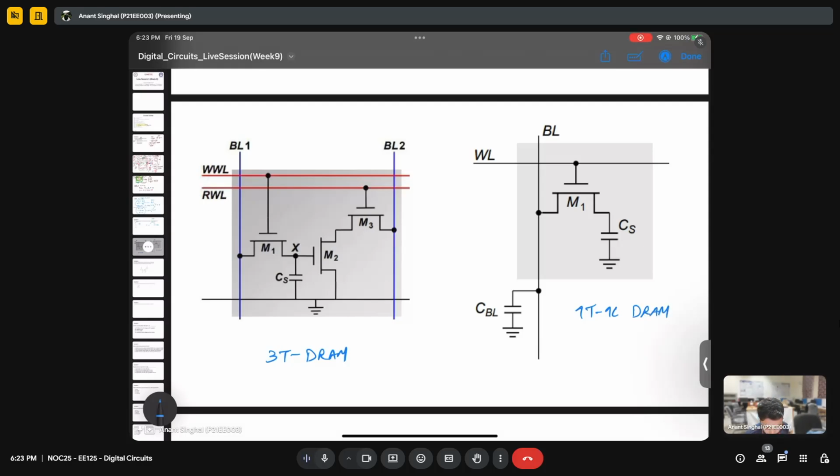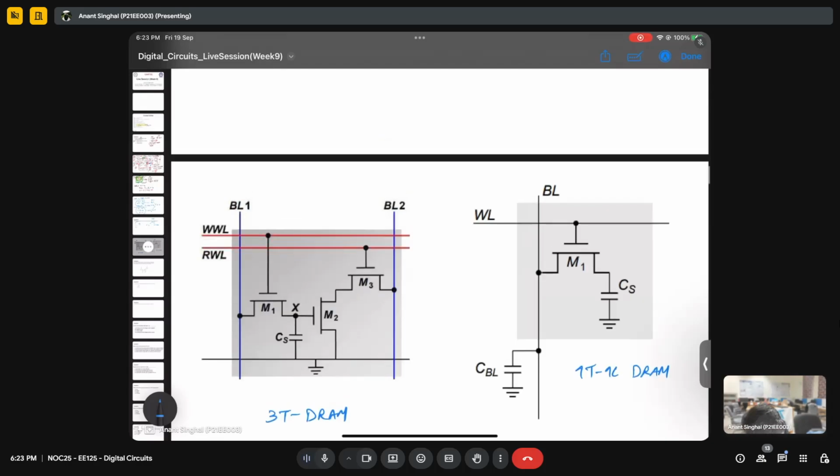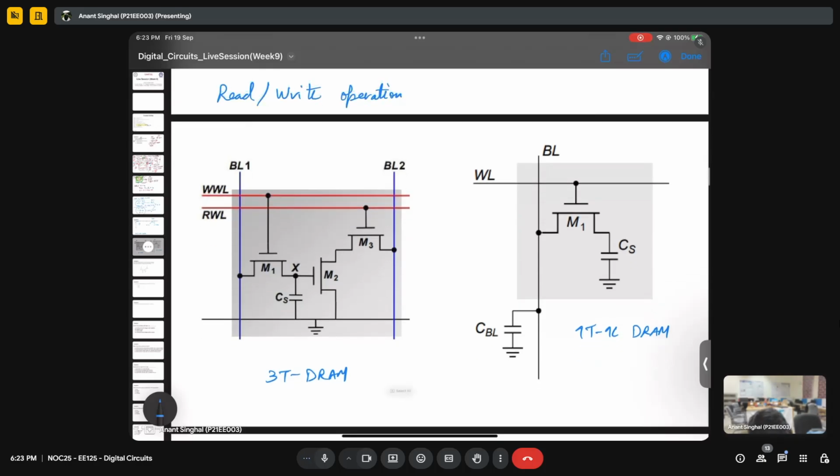The operation of this is pretty easy to understand. This cannot hold anything, but this can do read and write operation. So let's say we want to store 1 or store 0. Let me try to give you an example. What we'll do is give this bit line BL1 a 1, that is VDD. You can see this is connected to this, so this will be VDD, and the word line or the write line should always be VDD.